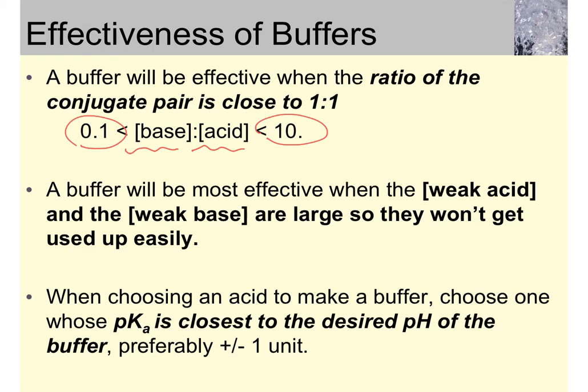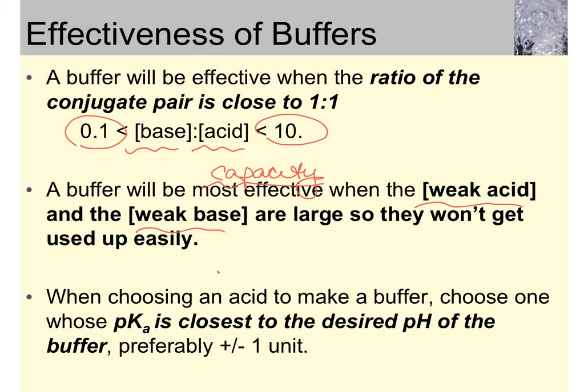And a buffer, we call it buffer capacity. How much contaminant can it handle? Obviously, the buffer capacity is going to be higher when you add more of the weak acid and its conjugate base, okay? The more you have, the more contaminant they're able to consume.